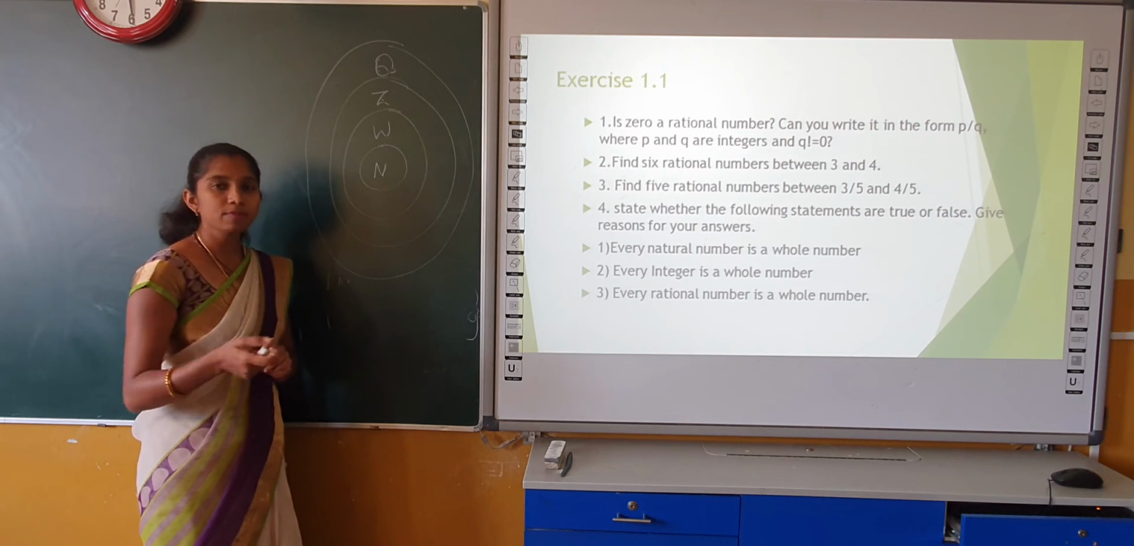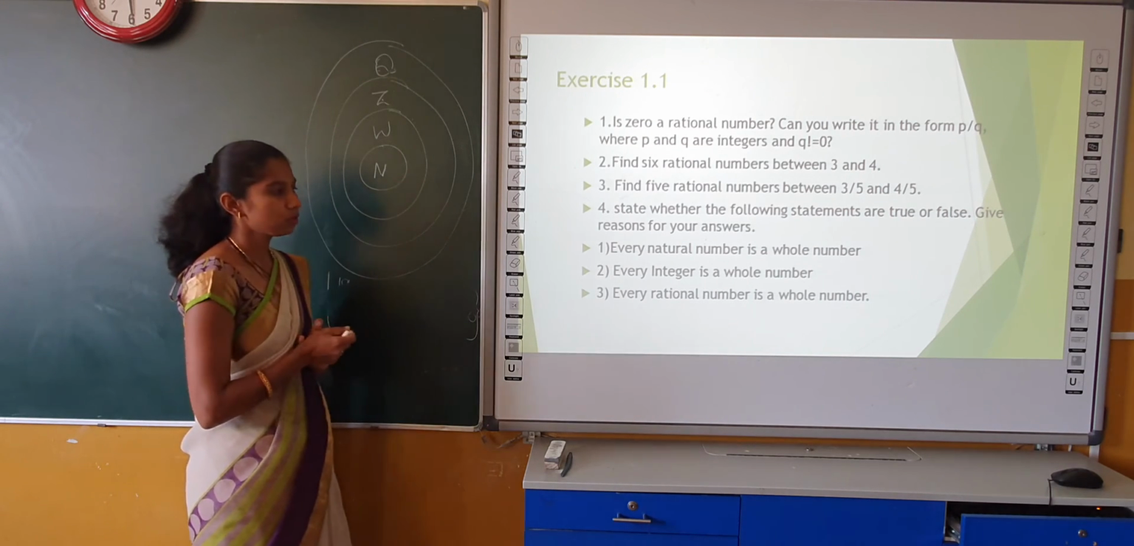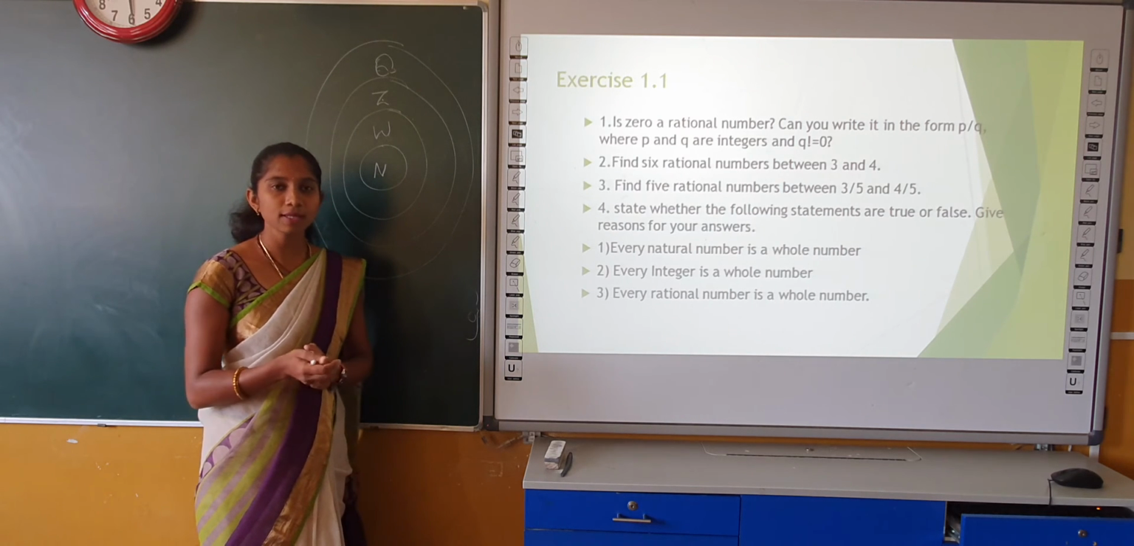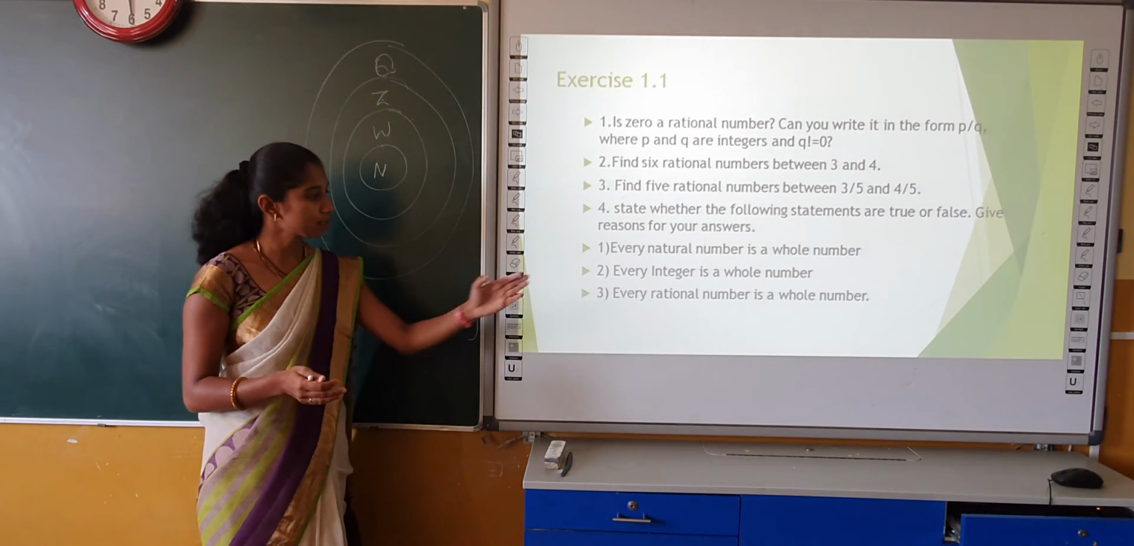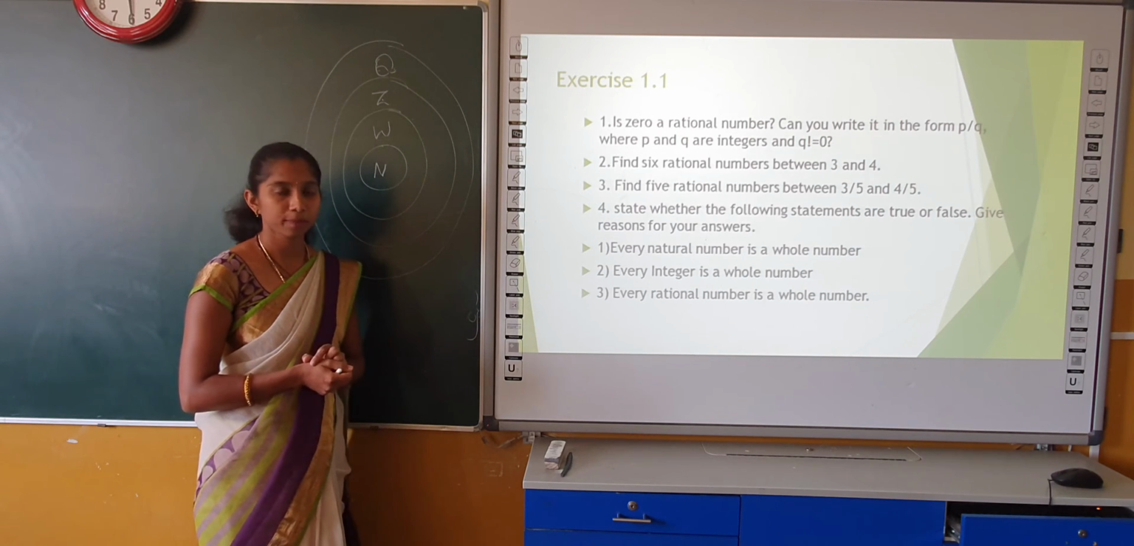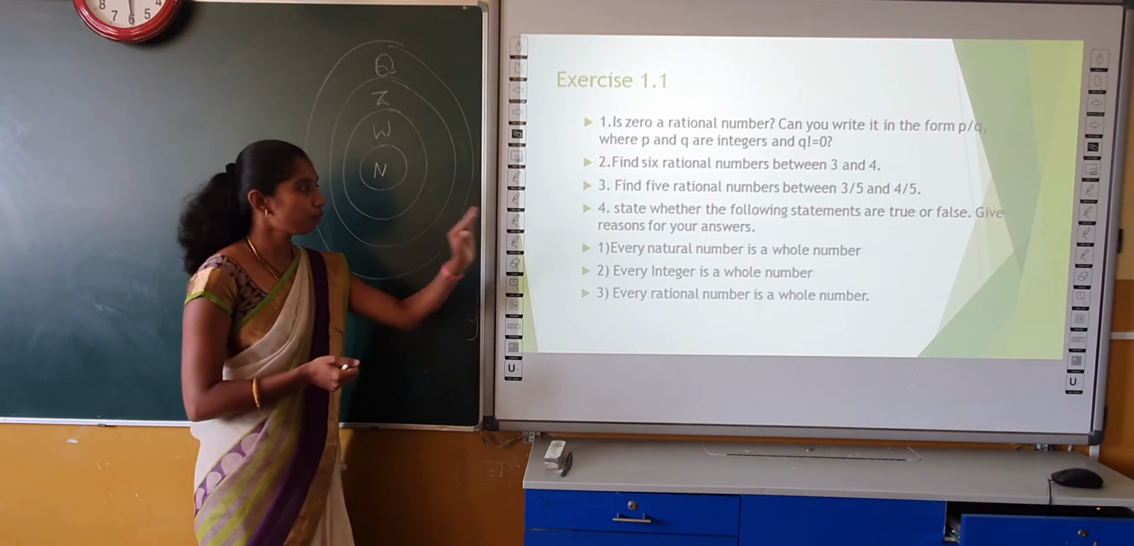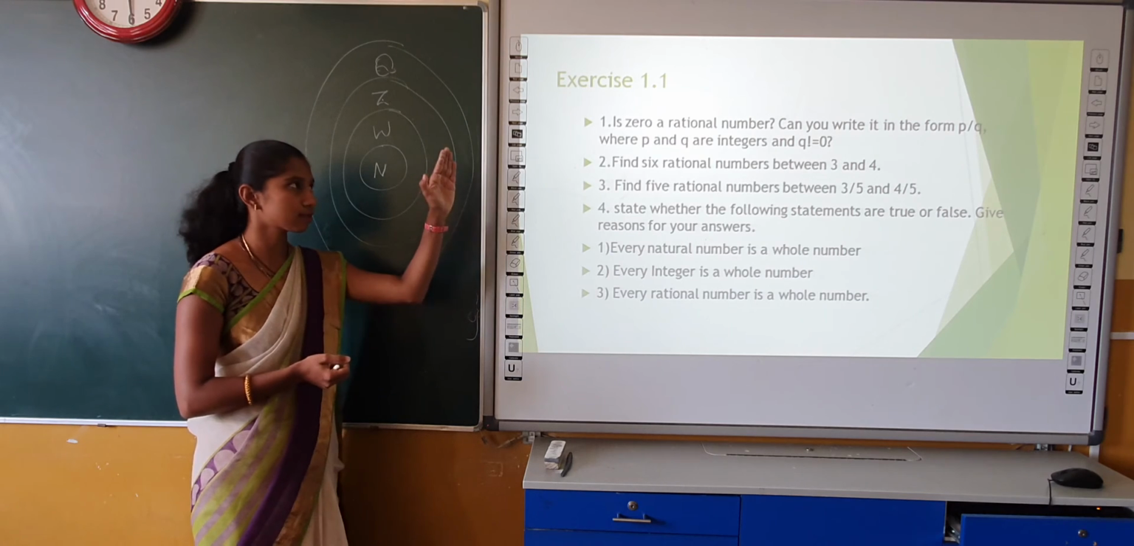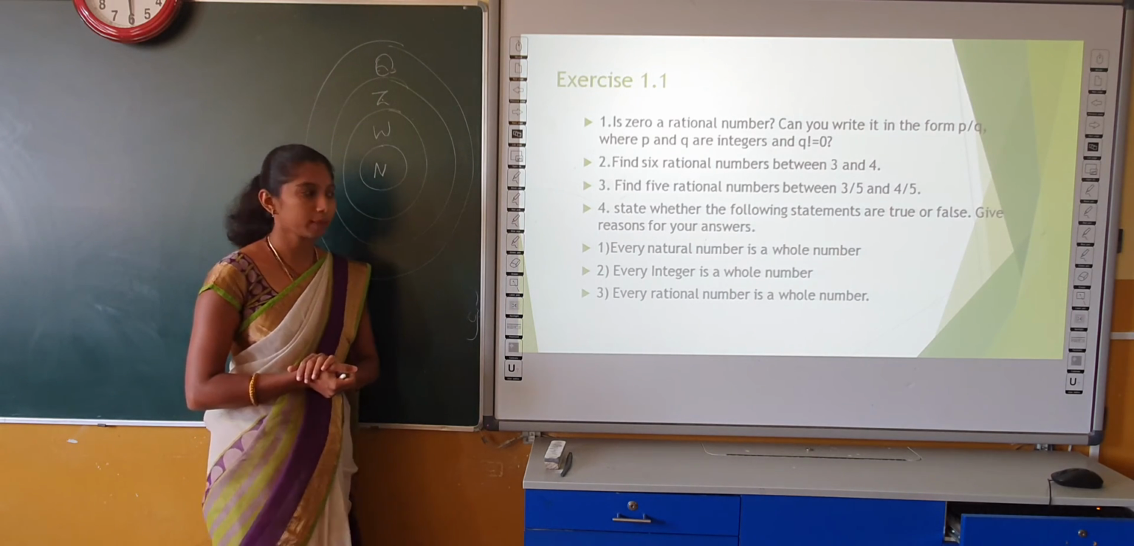If you are asked to give a reason for that question, you take any number. I will consider the number 12 by 40. 12 by 40 is of the form p by q. It is a rational number, but it is not a whole number. This is about the fourth problem of exercise 1.1.